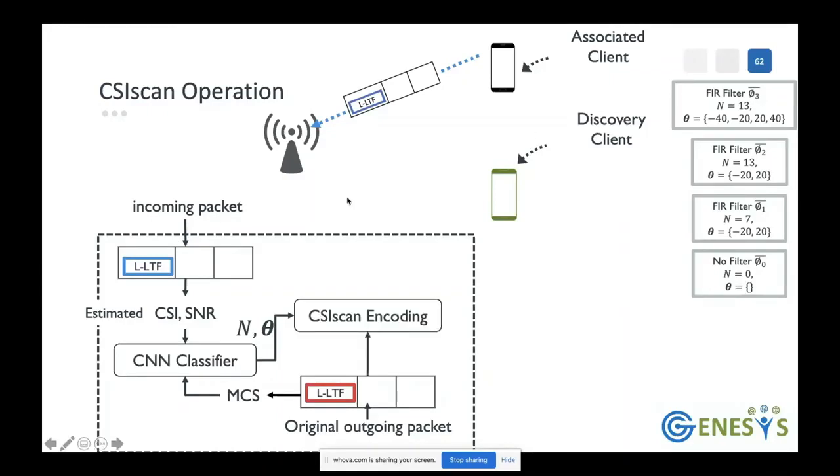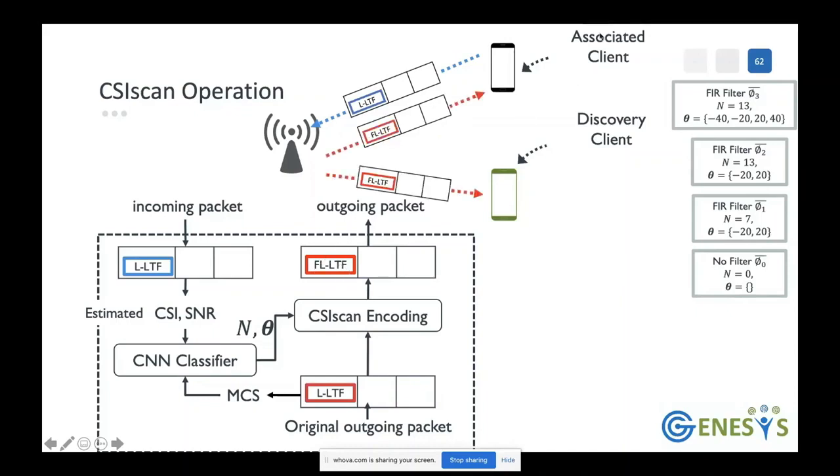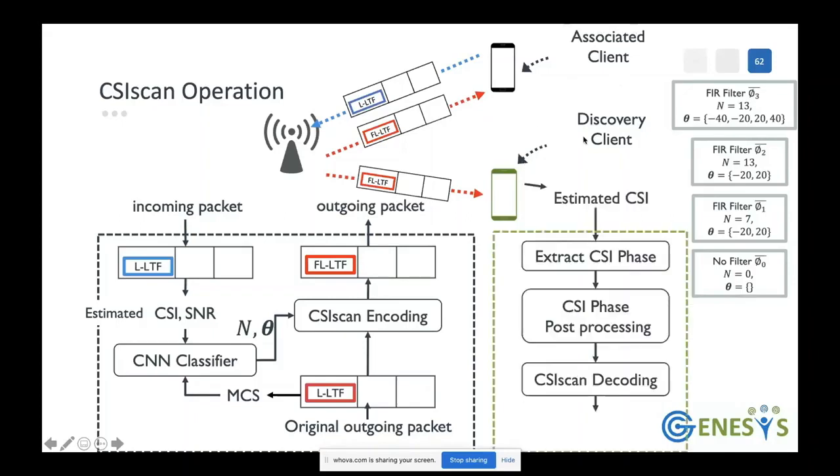Basically, the CSI classifier will decide one of these classes, and once we know the level of n and theta, we can use the CSI scan encoding block to intentionally modify the LLTF field, and that will be our next outgoing packet, which is intended for the associated client, but also leveraged by the discovery client to extract the discovery bits. So this is the overall operation of CSI scan.